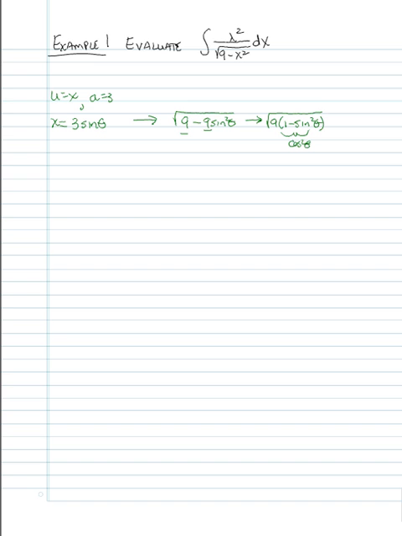This part can be replaced with cosine squared theta, and so we'll be in a position that we can actually eliminate that radical, because what we would end up getting is a 3 times cosine of theta. So that clever substitution allows us to eliminate the square root, which is a little bit of a problem here.